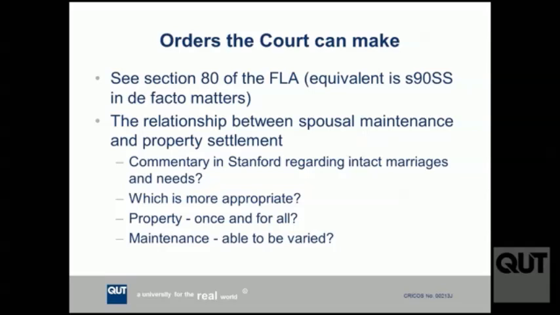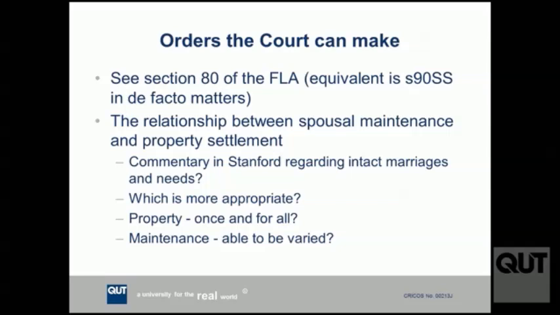Okay, so the orders that the court can make are set out in Section 80 of the Family Law Act for married couples and Section 90 capital S for de factos. So have a look at these sections. You should have already looked certainly at Section 80. There's a variety of orders that the court can make in relation to property. So the court can make an order for the payment of a lump sum, for example, whether it be in one amount or by instalments. They can order payment of a weekly, monthly, yearly or other periodic sum.